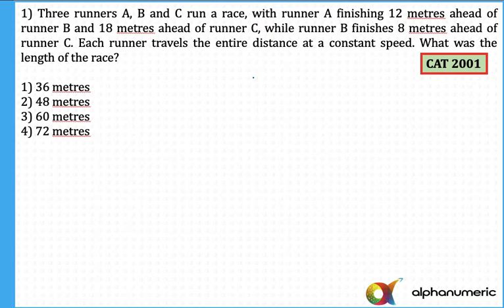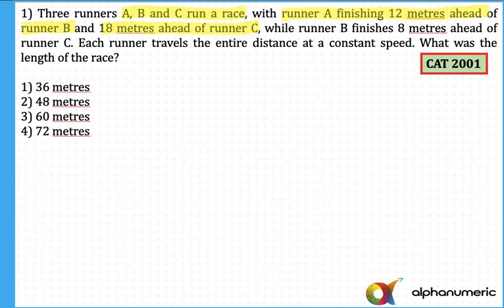Both the methods are equally important, and after going through this video, you can decide which method to use in the exam. It says three runners A, B, C run a race. Now it's a race, so all the three persons will start simultaneously, with runner A finishing 12 meters ahead of runner B and 18 meters ahead of runner C.